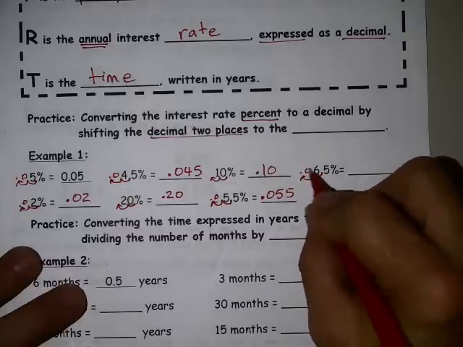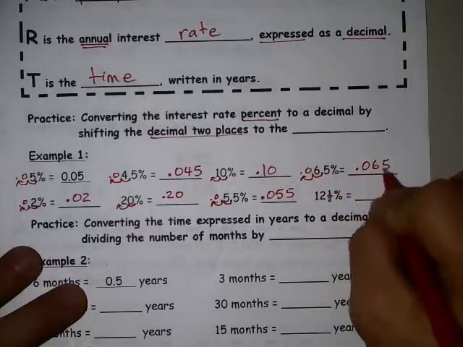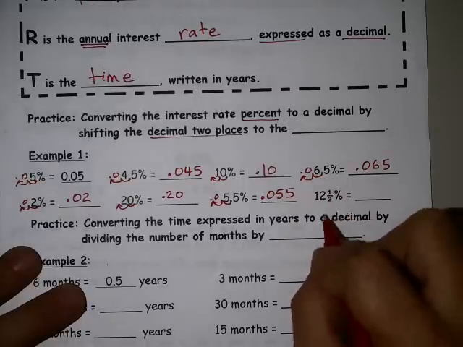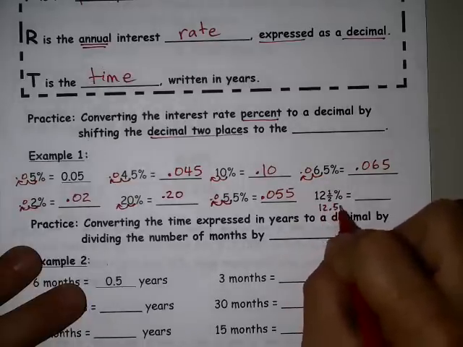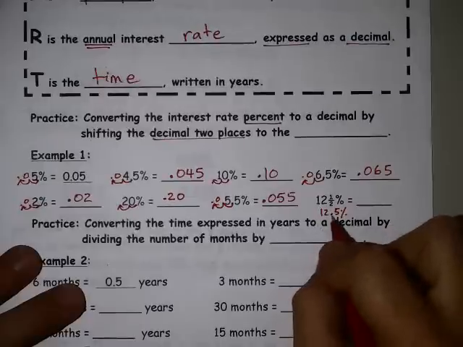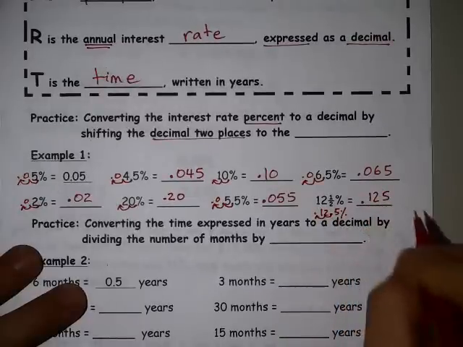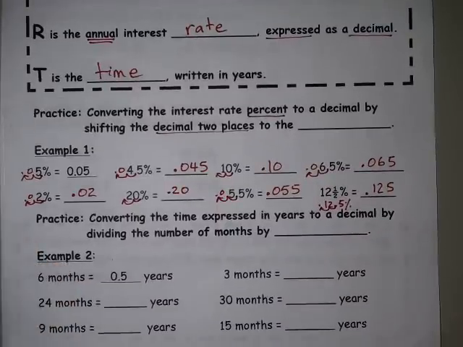6.5%, 1, 2, 0.065. And the last one, 12.5%. Well, first, we need to write this as 12.5%, and then we're moving it twice to the left, so we get 0.125. So there's all those answers for that.